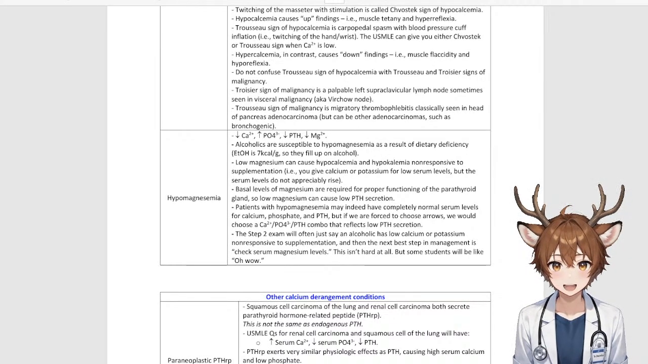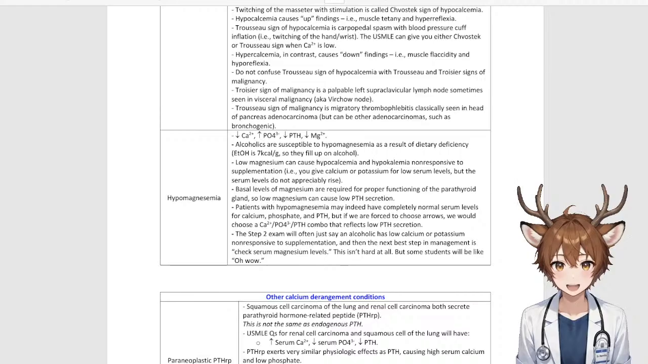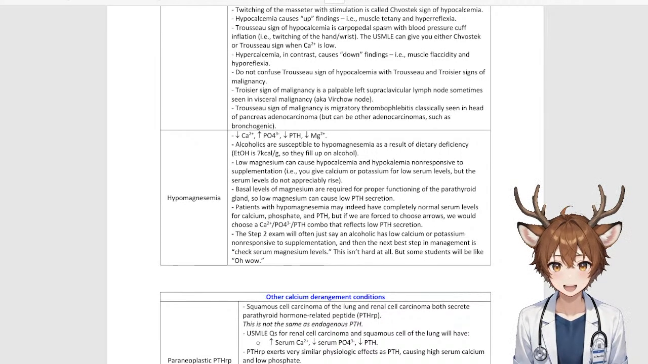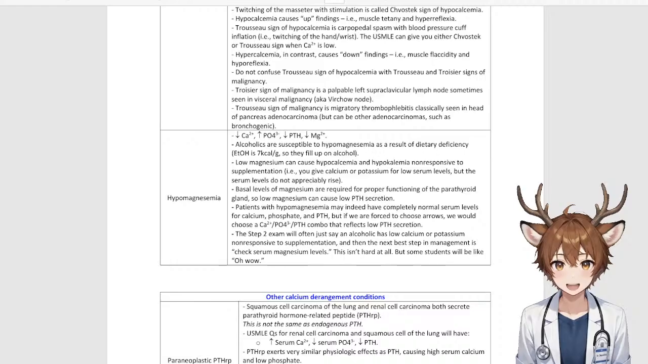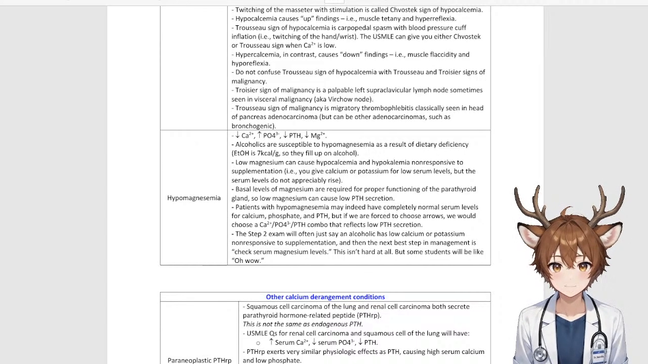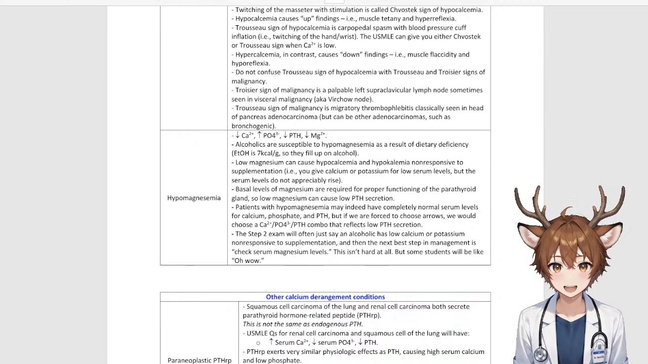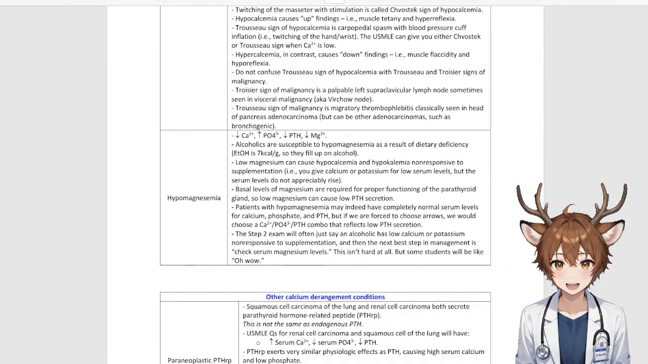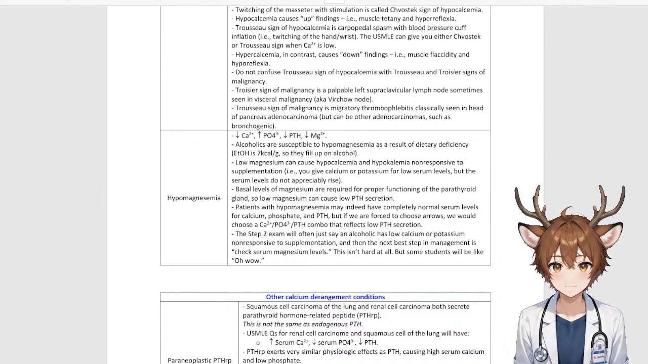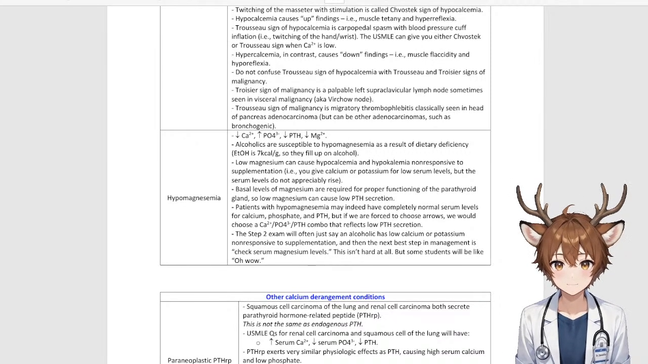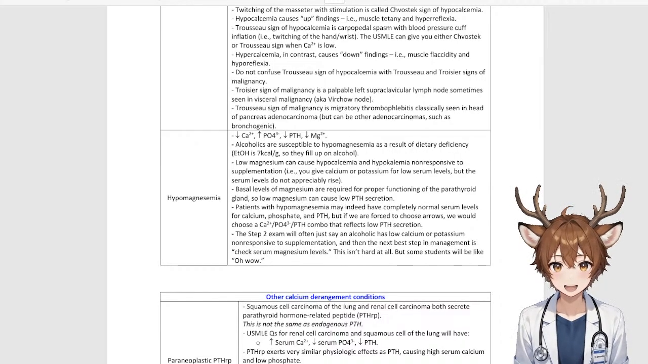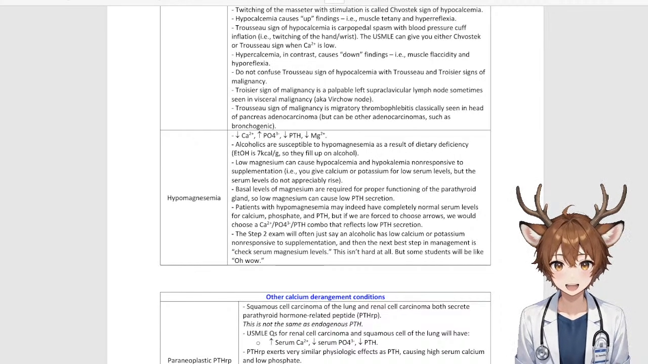That is to say, if you give calcium or potassium for low serum levels, but the serum levels do not appreciably rise. Basal levels of magnesium are required for proper functioning of the parathyroid gland, so low magnesium can cause low PTH secretion. Patients with hypomagnesemia may indeed have completely normal serum levels for calcium, phosphate, and PTH, but if we are forced to choose arrows, we should choose the calcium, phosphate, PTH combo that reflects low PTH secretion. The next step will often just be, say an alcoholic has low calcium or potassium non-responsive to supplementation, and the next best step in management is the serum magnesium level. This isn't hard at all, but some students will be like, oh, wow.